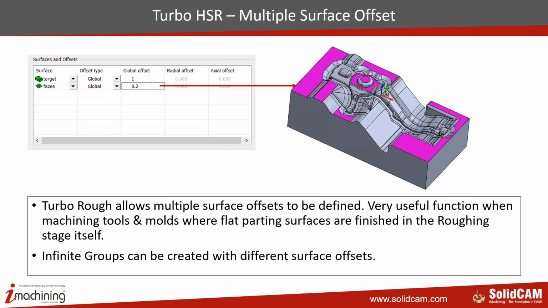It also has got multiple surface offset. That means I can select different groups of surfaces on the part and provide different offsets. For example, all the horizontal areas that are there on the part, I could say give 0. I want it to be finished in roughing itself. I don't want to spend time doing finishing of that. It happens, many users do it. So it allows you to define different offsets in roughing stage itself. You can create infinite groups with different offsets.